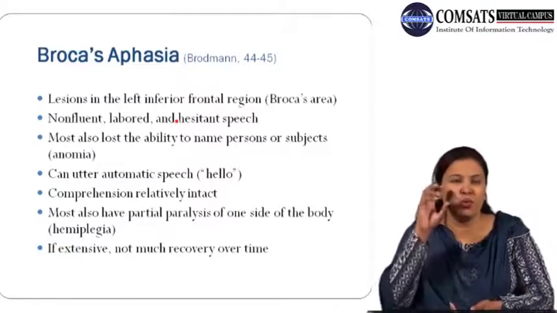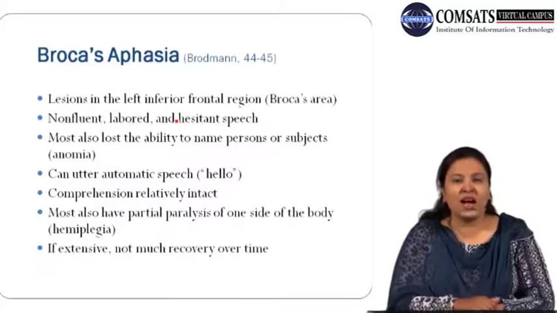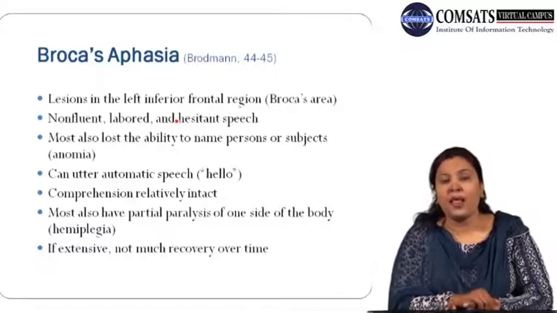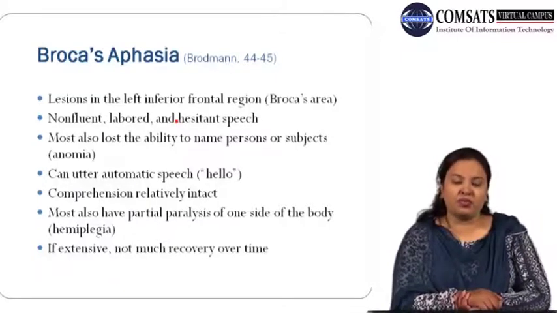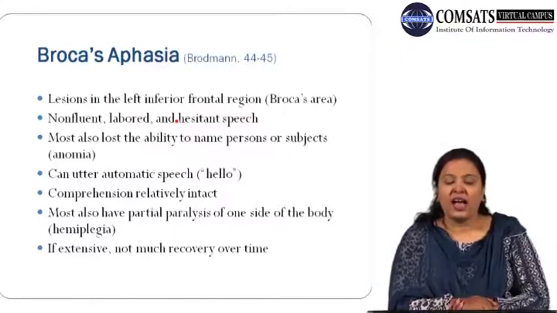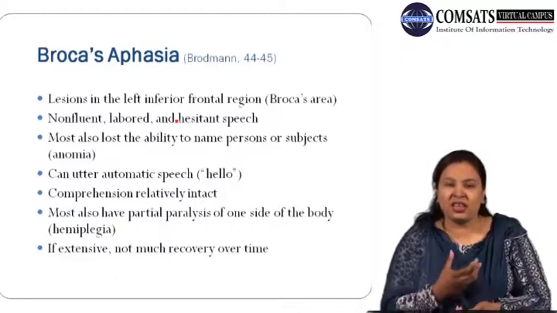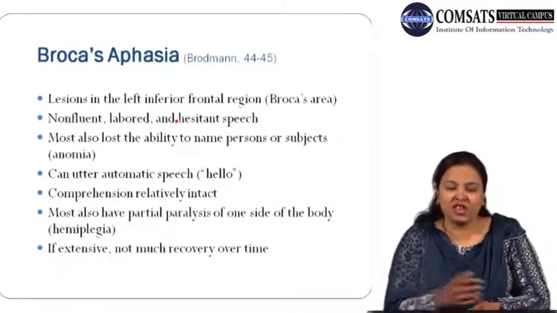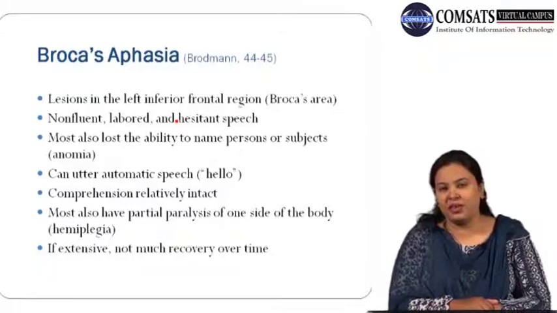When Broca's area in the left hemisphere gets damaged, as a result we have non-fluent or Broca's aphasia. This results in a non-fluent type of speech, labored and hesitant speech. Once again, the people are unable to convey themselves fully. They are hesitant, there are pauses, and words are said in chunks, and most also lose the ability to name persons or subjects.